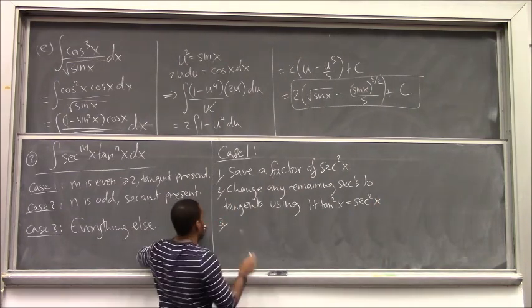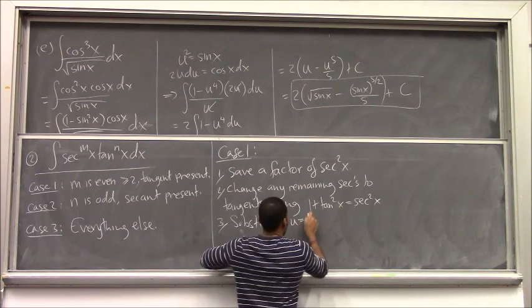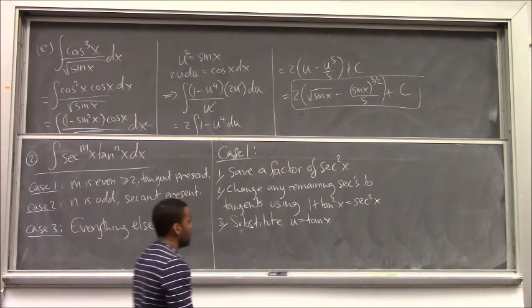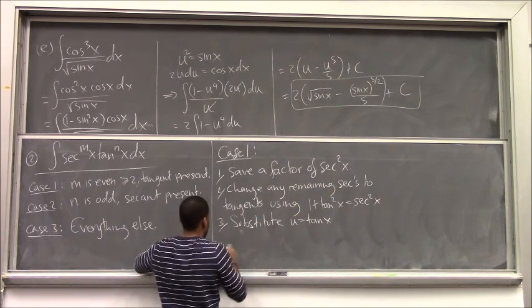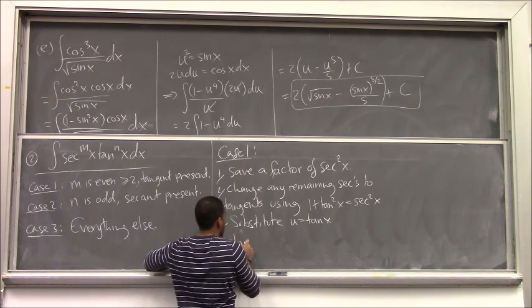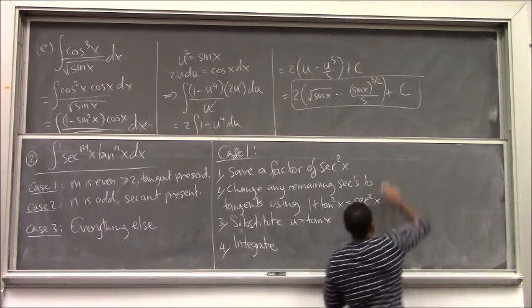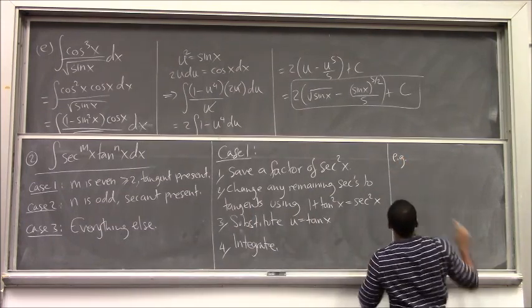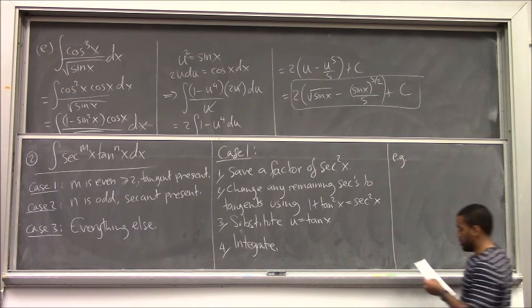Third, you're going to do a substitution. U equals tangent, your derivative is going to be that secant squared. And now, after that, you're going to integrate. Example of that situation, where I want to click here. Sorry, this is greater than or equal to 2? M is even, greater. M is an even number greater than or equal to 2.